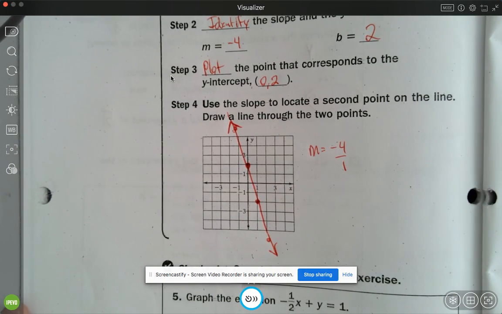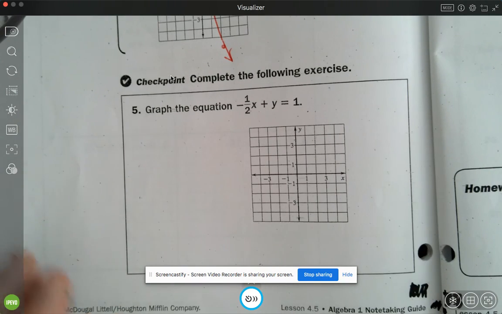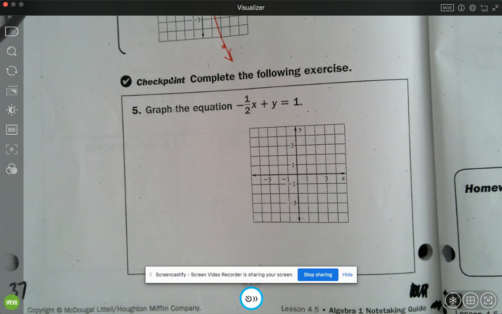Pause the video and try to graph number 5. Make sure you put it in slope-intercept form first, and see what you get for that graph.